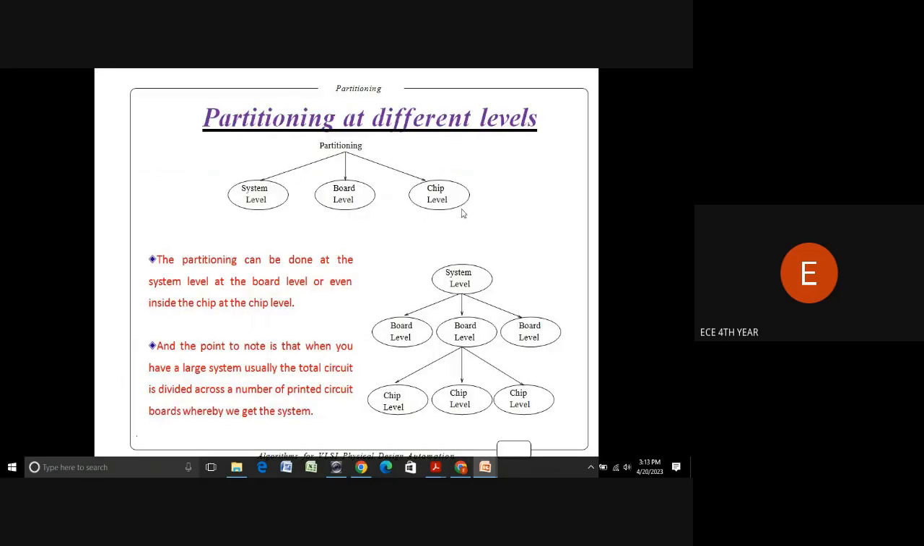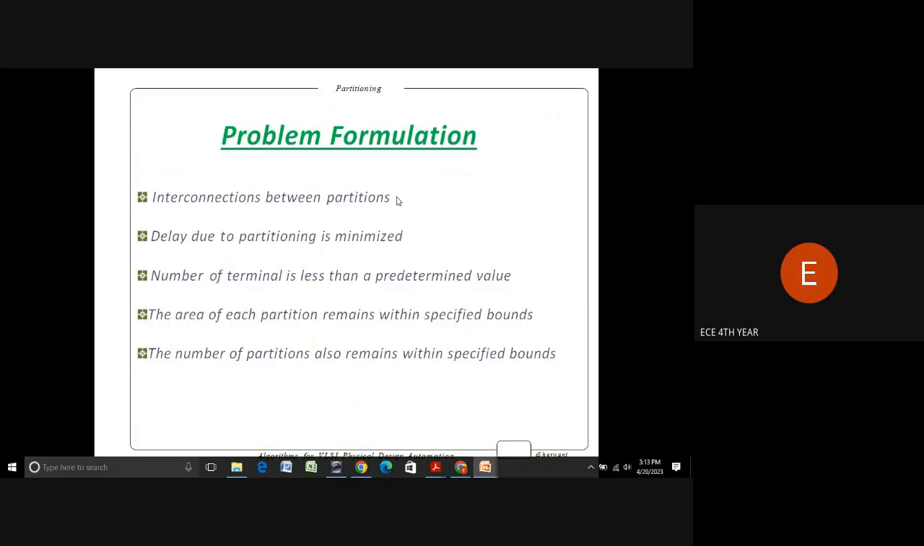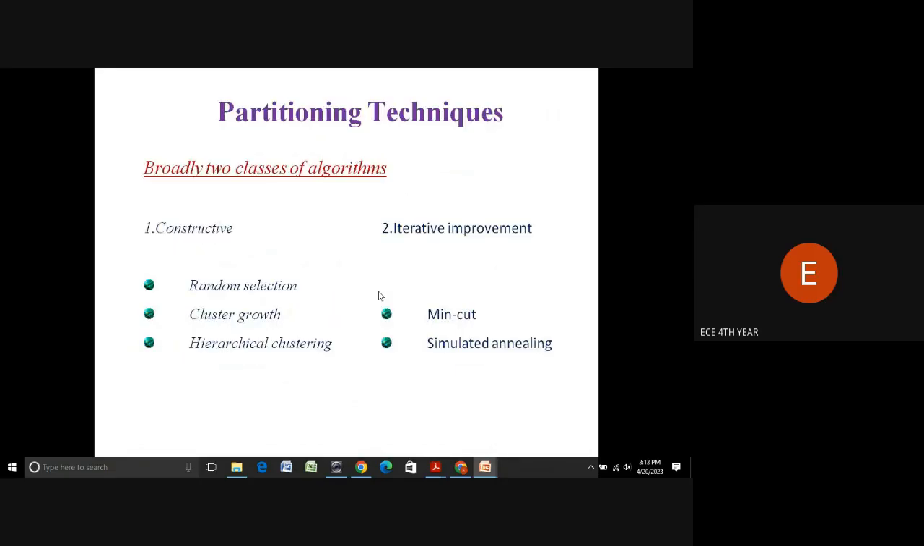Next, the different levels of partitioning were discussed. How to formulate a problem for partitioning was also discussed. What are the parameters we should keep in mind? Next, the partitioning techniques I was discussing. The three techniques, random selection, cluster growth, and hierarchical clustering, are the constructive techniques I have discussed.